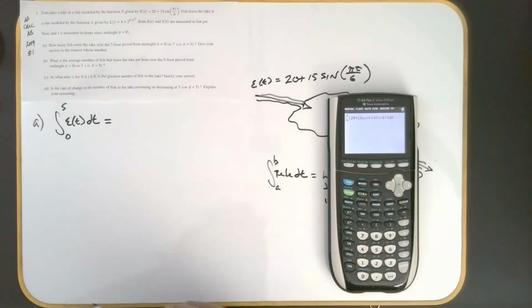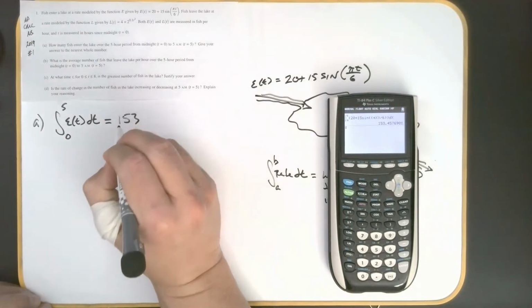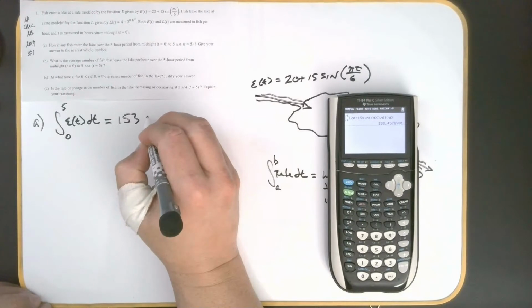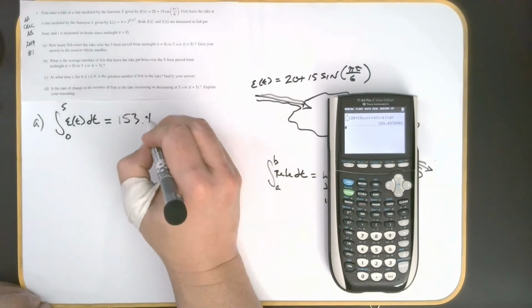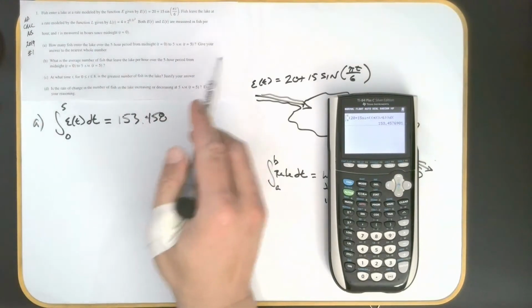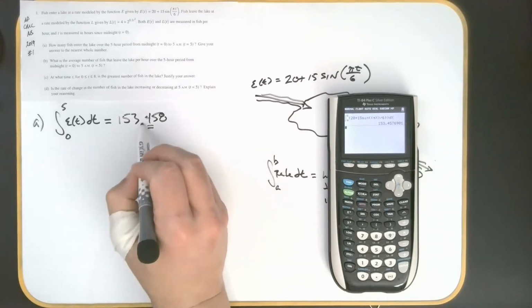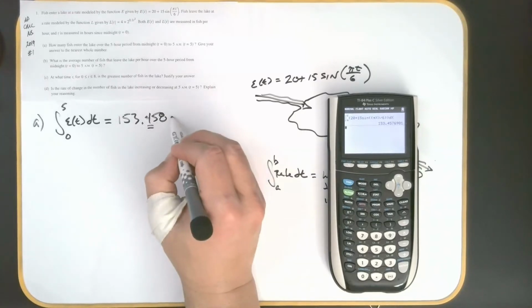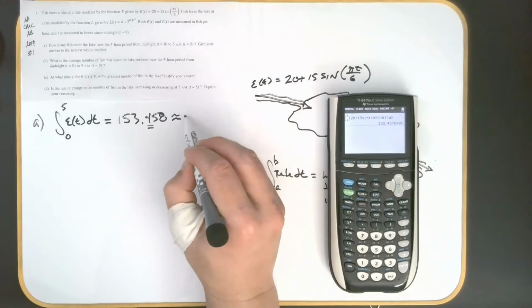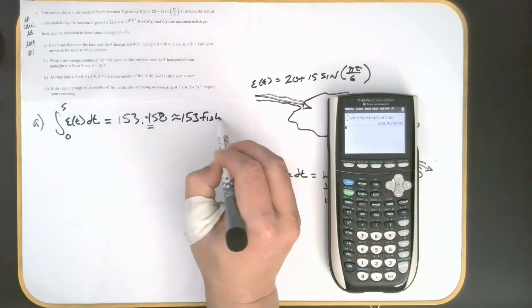And we integrate that, let the calculator do the work, and we get 153.458 rounded. Now the actual question says how many fish enter. It says give your answer to the nearest whole number, so just follow your rounding rules. Since 4 is less than 5, we are going to round down, and we would say 153 fish.